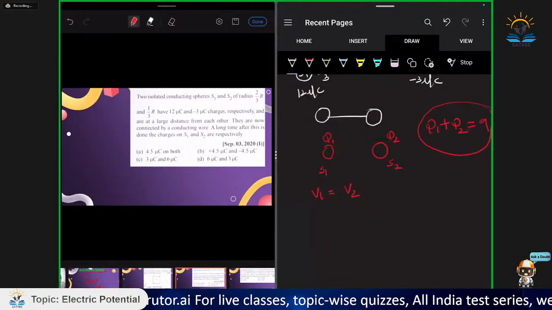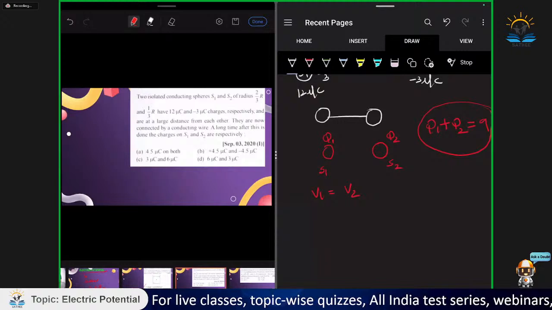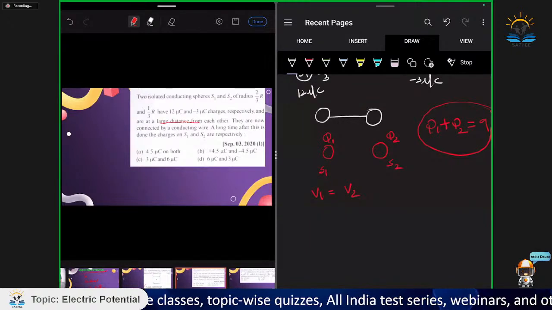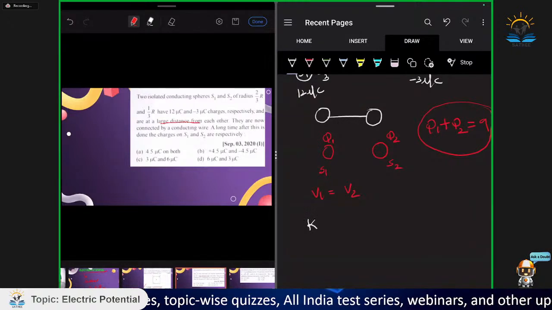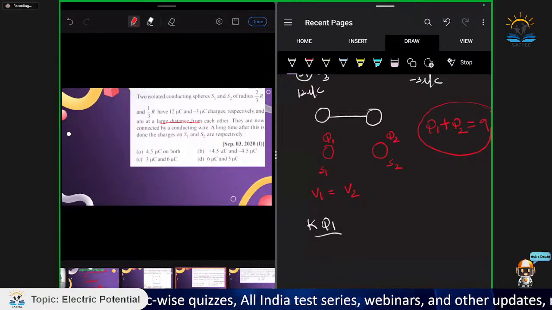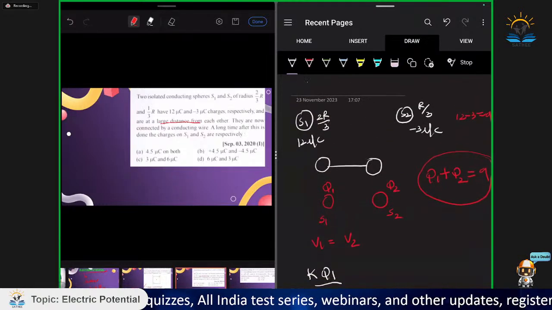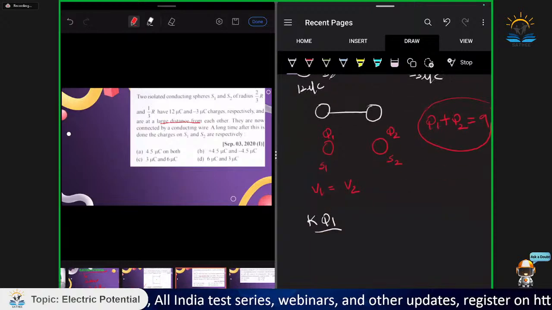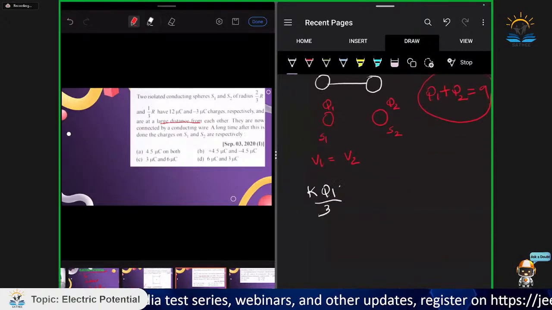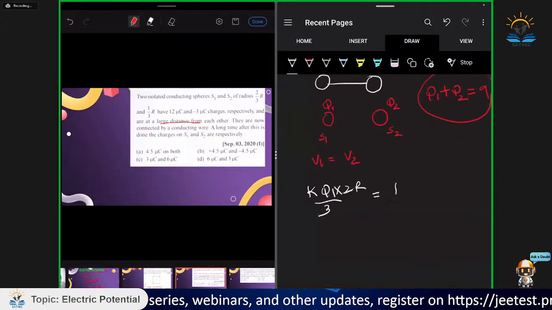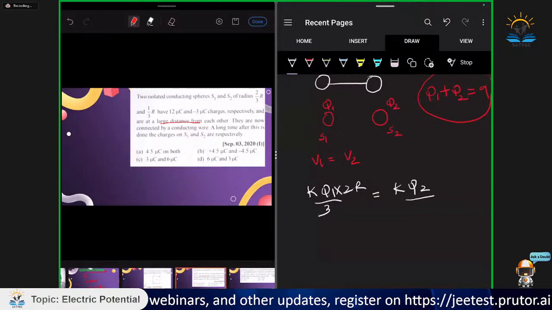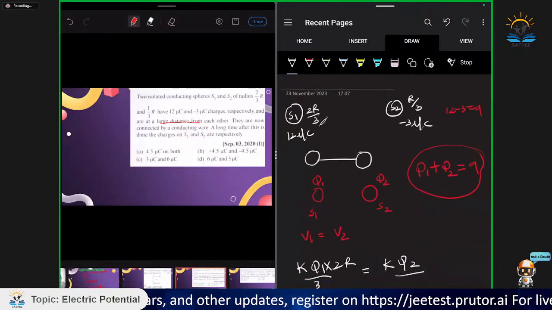KQ by R. Respecting large distance, we can consider it as a point charge also. So the potential will be KQ1 divided by the first sphere's radius, which is 2r by 3, equal to KQ2 by the radius r by 3.